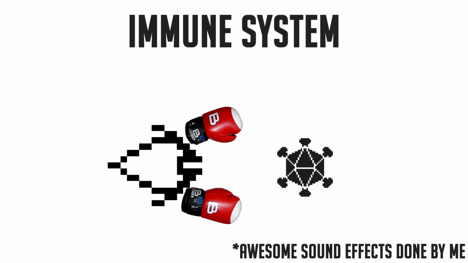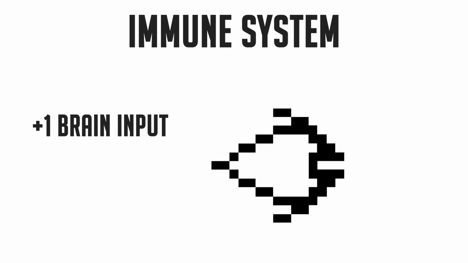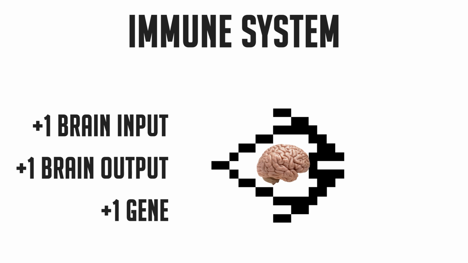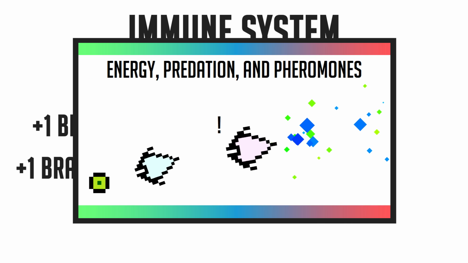The last thing remaining is to look at how the immune system of the Bibits works. Basically, the Bibits now have one additional sense and one additional output action node that they can evolve to use, as well as a gene. You can watch my previous videos if you want to see how their brain works.